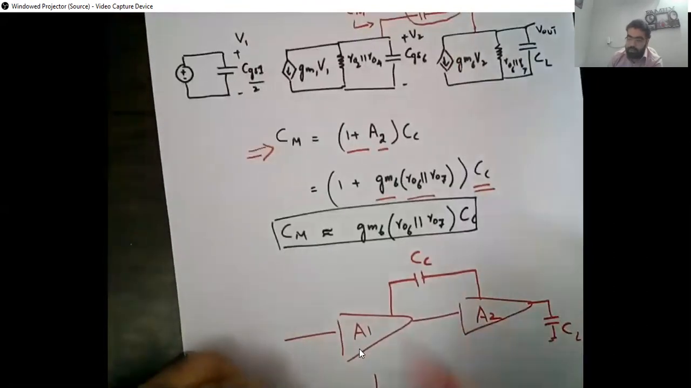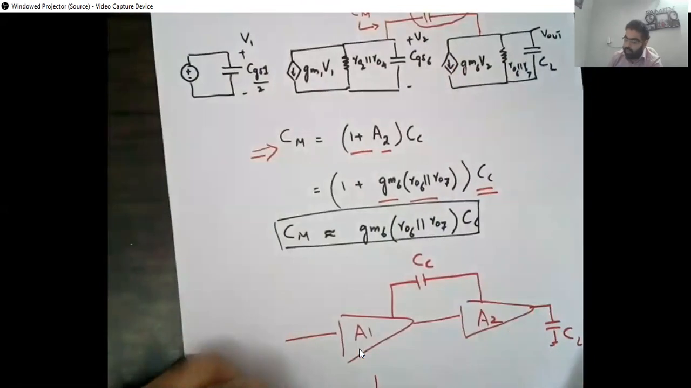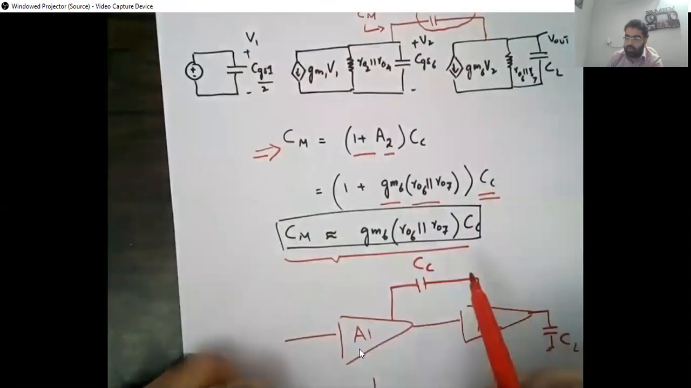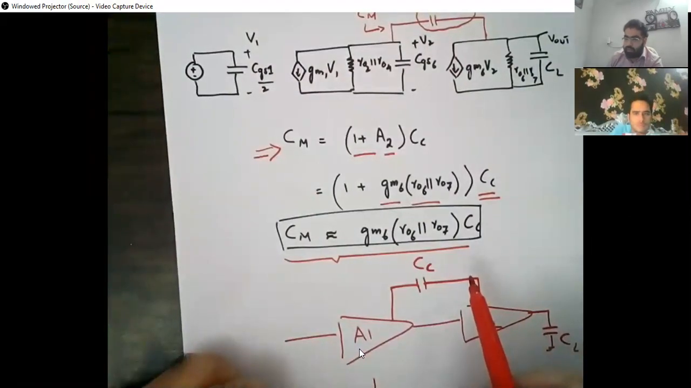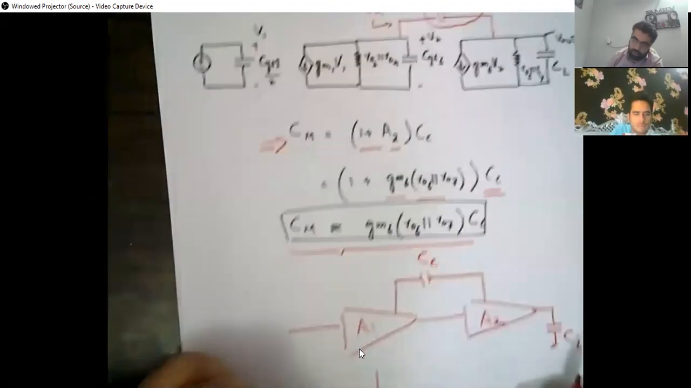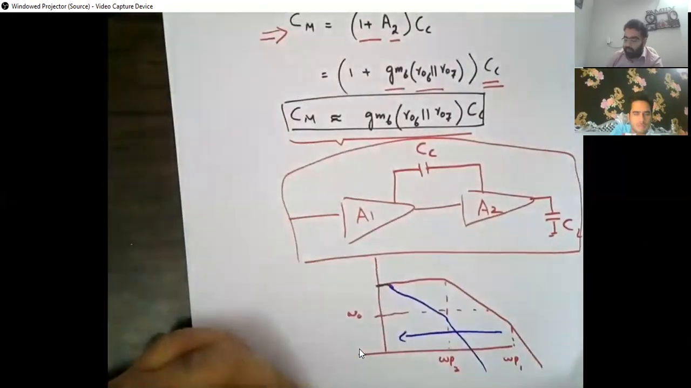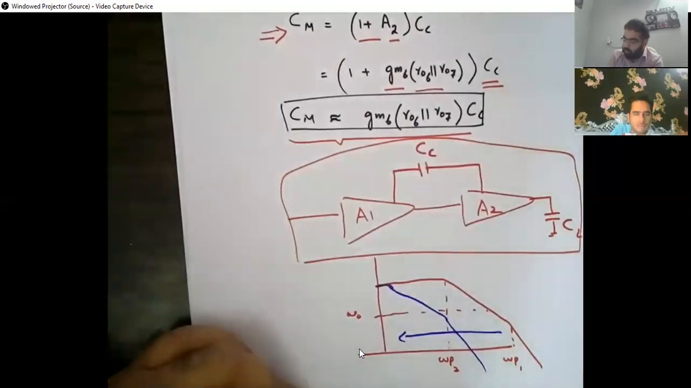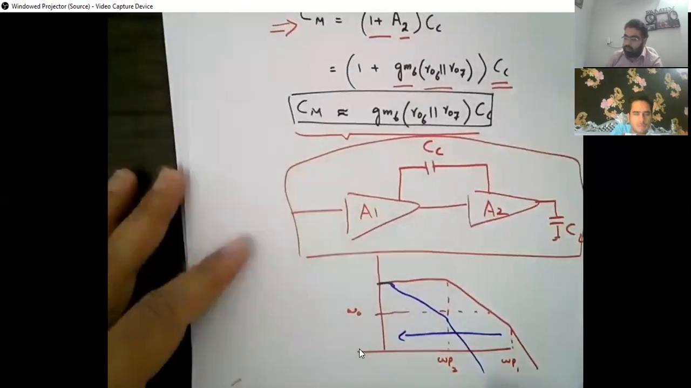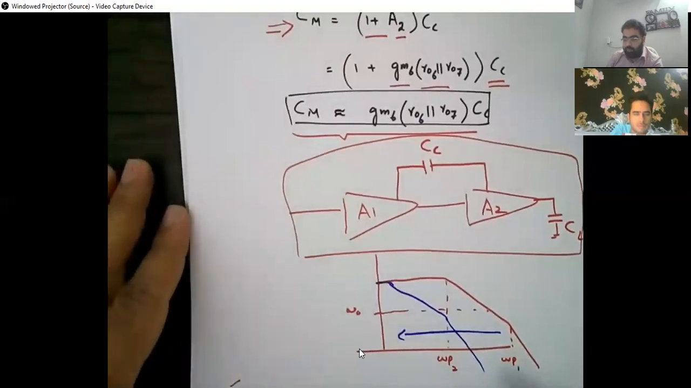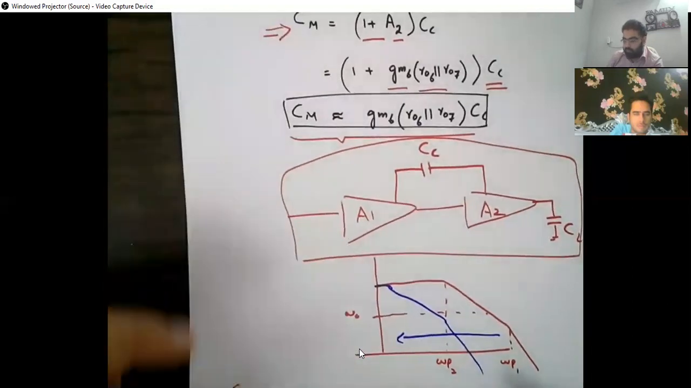And we can approximate the relation as Cm equal to gm6 times ro6 in parallel with ro7 times Cc. We saw how the Miller effect helps by enhancing the capacitor. This is very powerful in terms of making the non-dominant pole a dominant pole, and also increasing the phase margin.